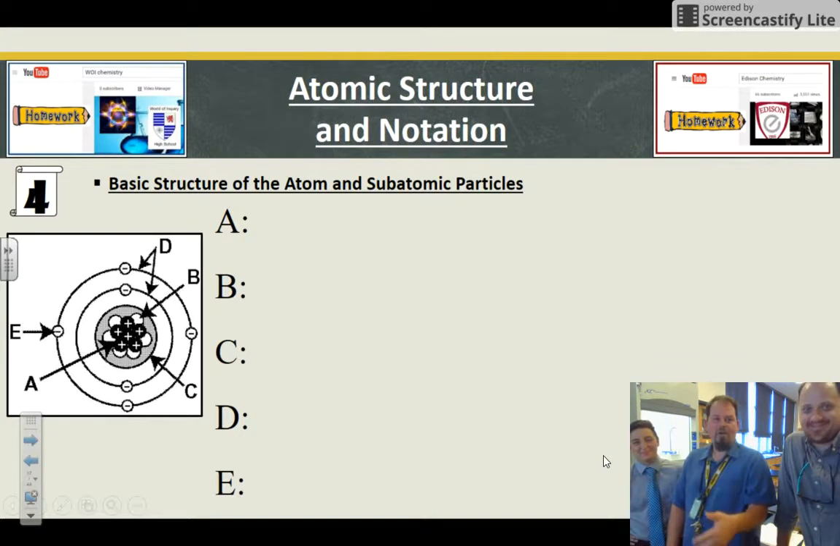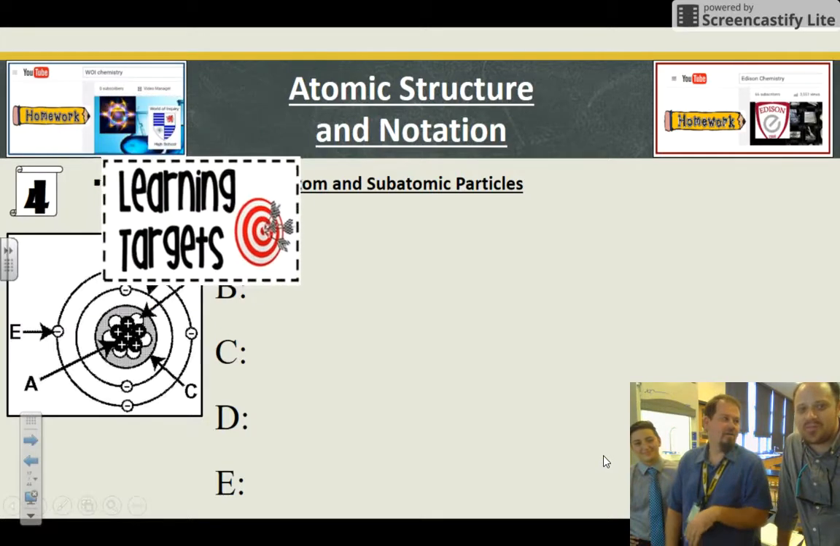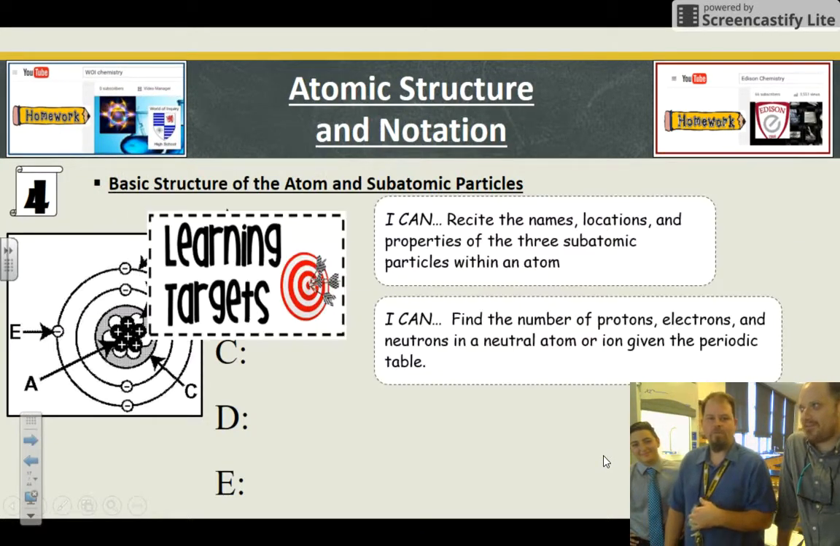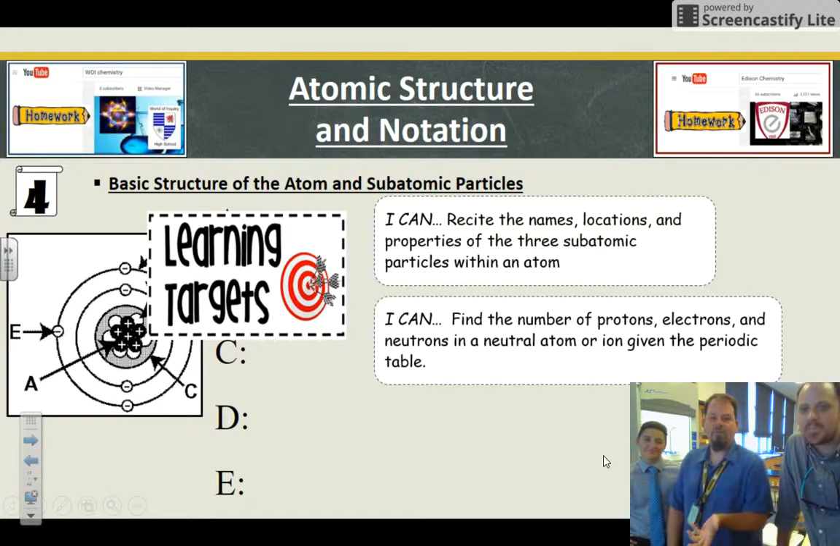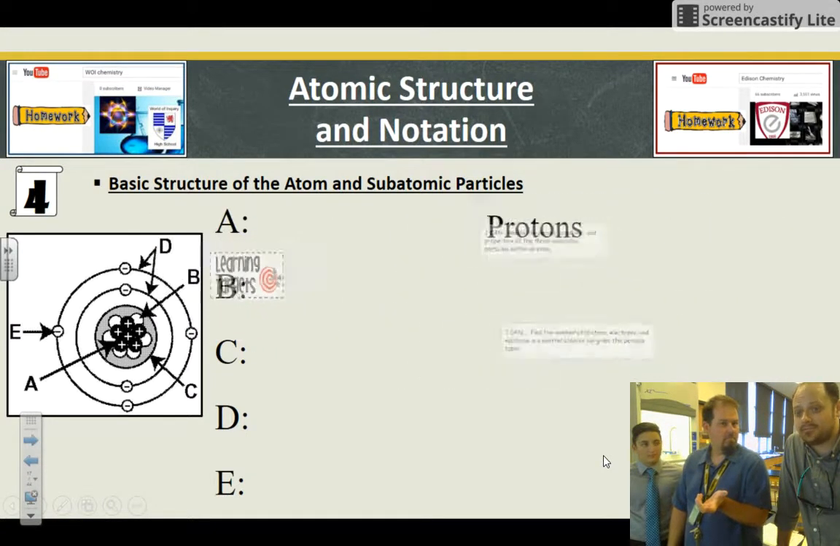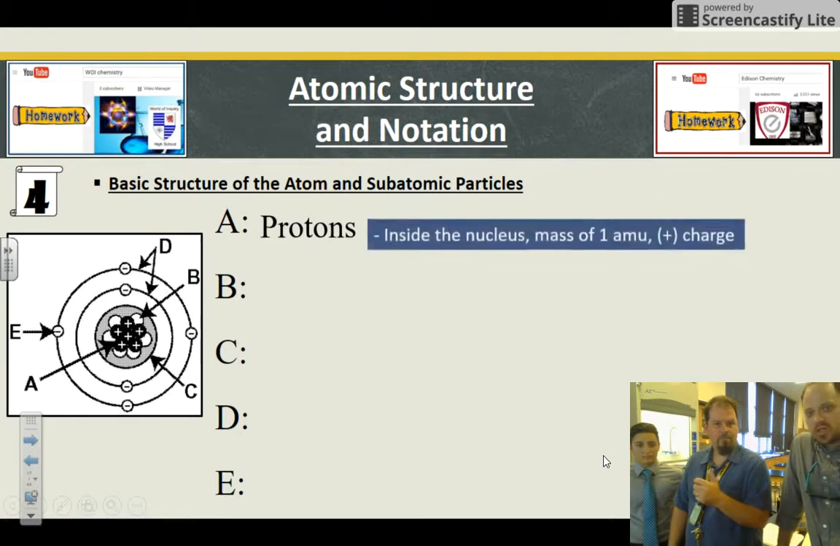And before we start telling you what they are, of course, we're going to have our learning targets. So there's 2 of them for the whole video. Recite the names, locations, and properties of Monaco's 3 favorites. And then find the number of protons. Find the numbers of each of them for an atom or an ion. Okay. First one. Protons.